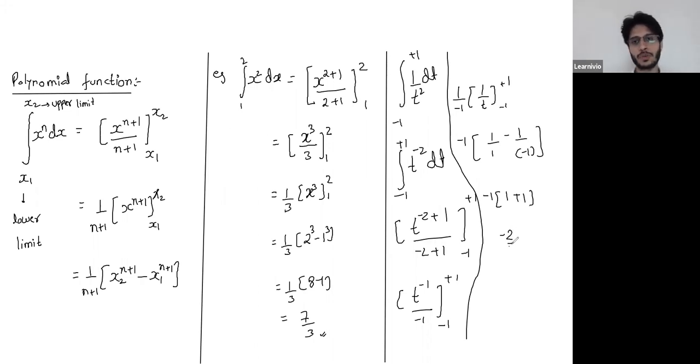So it's -2. So when you integrate it from -1 to plus 1, it's -2. This is the integral of 1 by t square dt, that's -2. So Noor is correct. Fazil, you are missing this negative sign, I think. Is it clear?